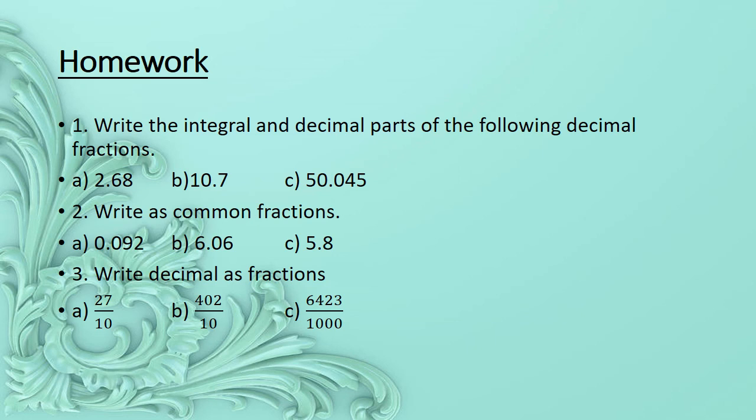You have to write these decimals as common fractions. A is 0.092, B is 6.06, C is 5.8. Question number 3 is write as a decimal fraction. You have to write these fractions as decimal fractions. A is 27 upon 10, B is 402 upon 10, and C part is 6423 upon 1000. You have to write them as decimal fractions.